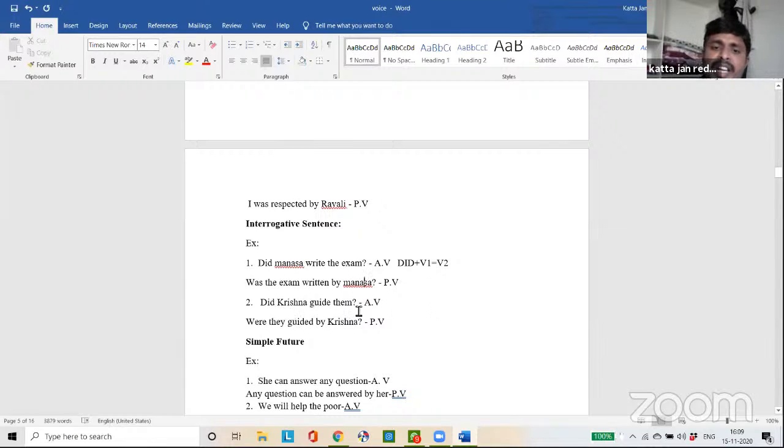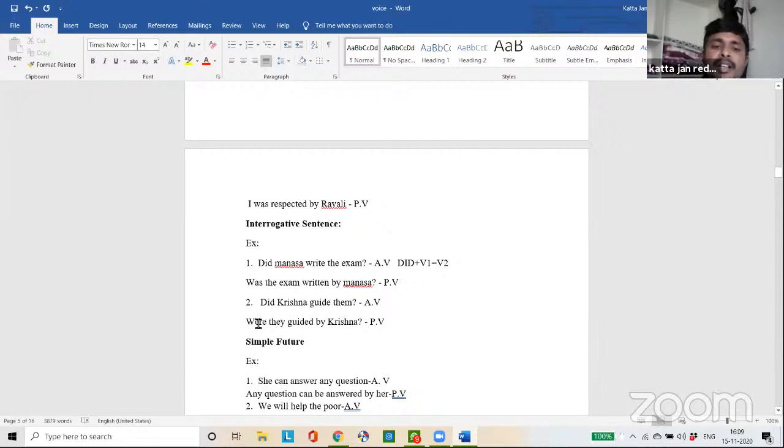Similarly, did Krishna guide them? Did Krishna guide them? So them becomes they as subject. According to the tense, I mean the verb form, be forms are used. Here guide is V1, I mean did plus V1 is equal to V2. So here we should think V2, so that was or were. Were. Why were? Because they is plural. So were should be used.